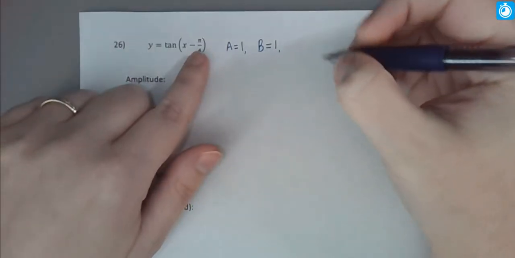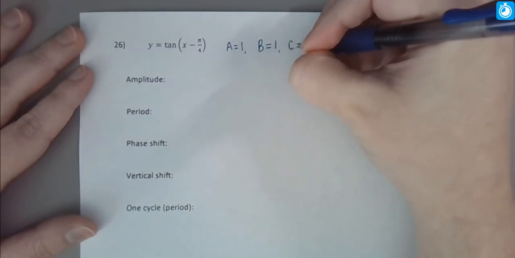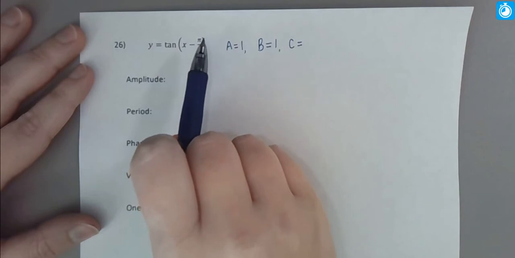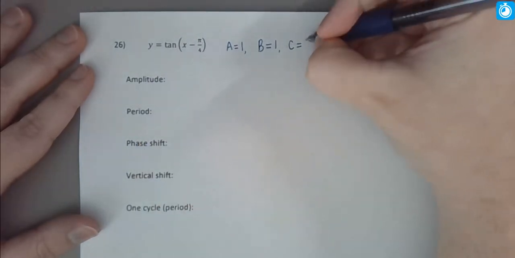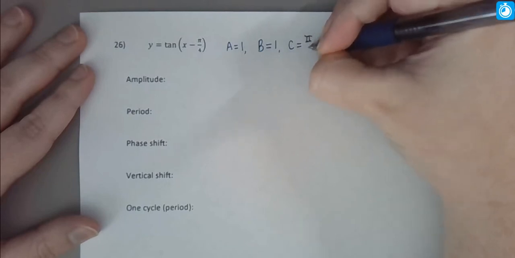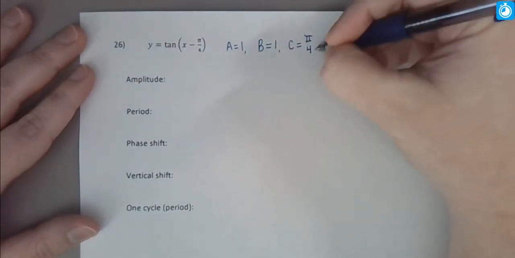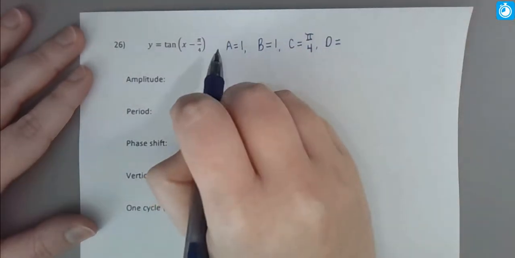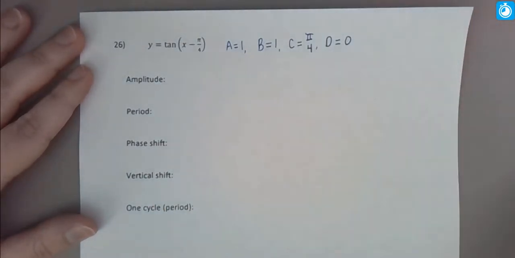Now what about our c? So c is the number added or subtracted inside of the function. Remember, the general form contains subtraction. So that means the value being subtracted is a positive number. So in this case, c is going to be positive pi over 4. And then d, the number added or subtracted outside of our function, again, we don't see one, so that means it's going to be 0 in this case.